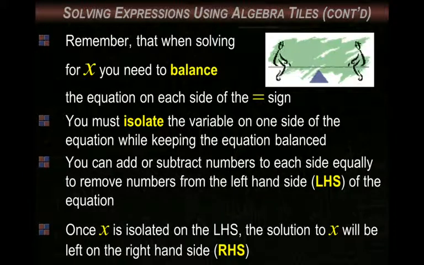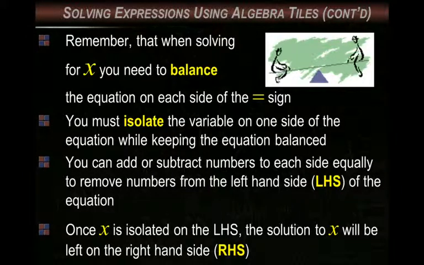And the balancing point, you may remember this from elementary school on the teeter-totter. The place where it balances is the equal sign. So you can think of the equal sign as the center of a teeter-totter, and it always has to be balanced. So whatever you do to one side of the teeter-totter, you have to do to the other side to keep it balanced.